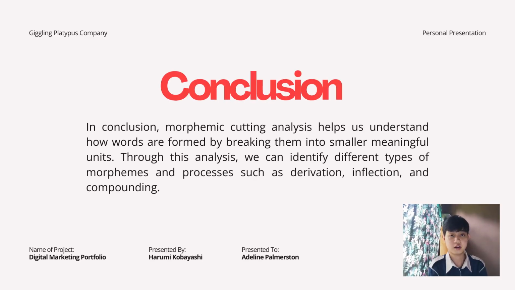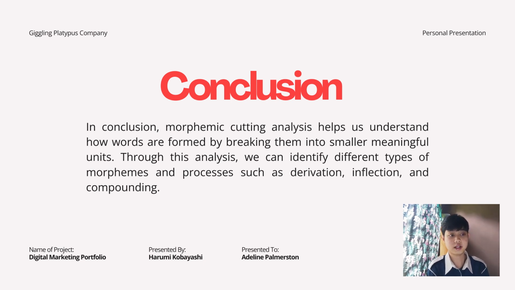So there are 5 words that I've explained to you, and we use morphemic cutting analysis to understand how words are formed and how meaning is constructed in a language. By breaking words into morphemes, we can identify the root, prefixes and suffixes, and see how each part contributes to the overall meaning.